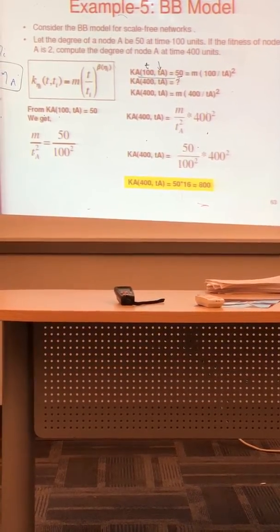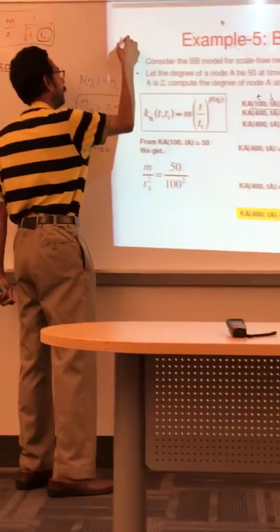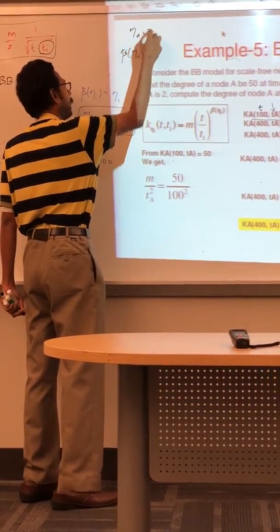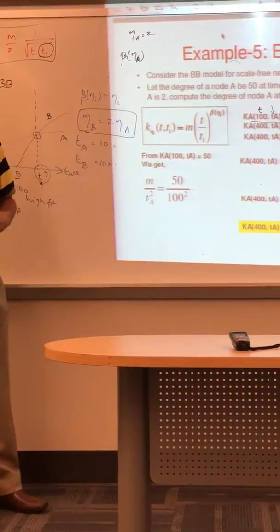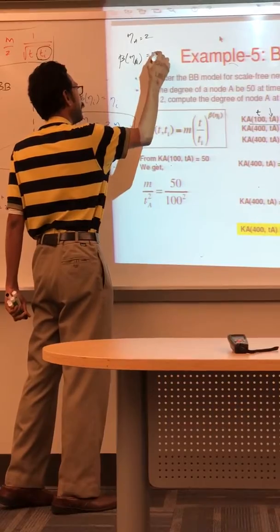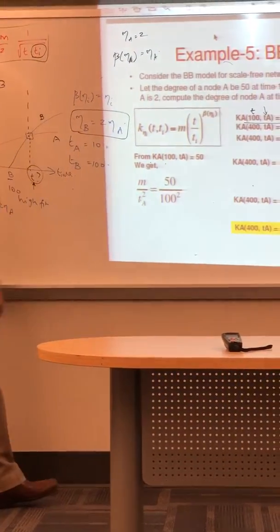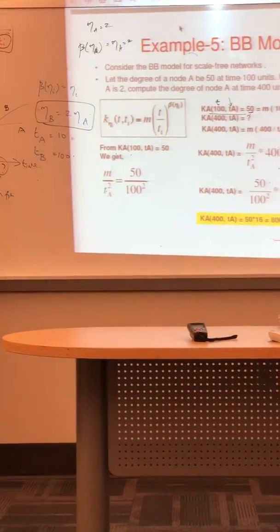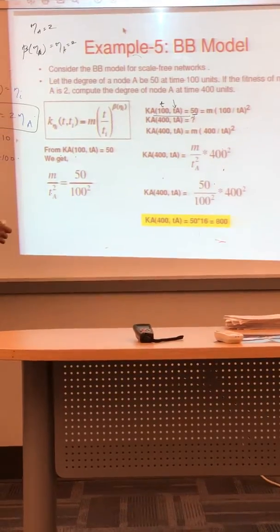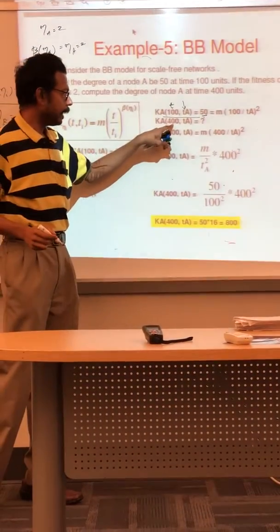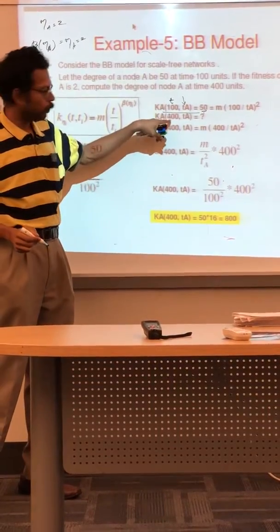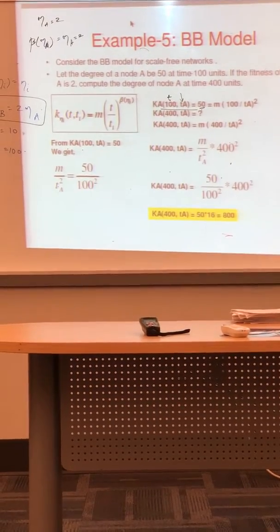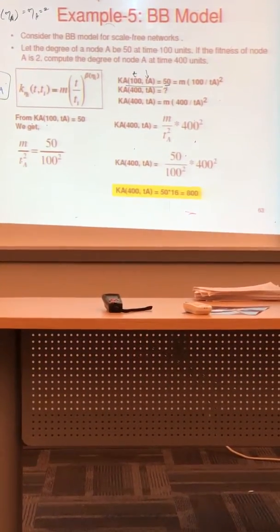Here I did not give you the relationship between the function beta of eta I, but what I have given you is the fitness of node A as 2. Since I did not give you that function, you could assume beta of eta A is eta A itself. So the exponent beta is simply 2. What we have to find is the degree of that node A at some future time 400. You are not given the joining time at all, it's unknown. So we have to handle that.